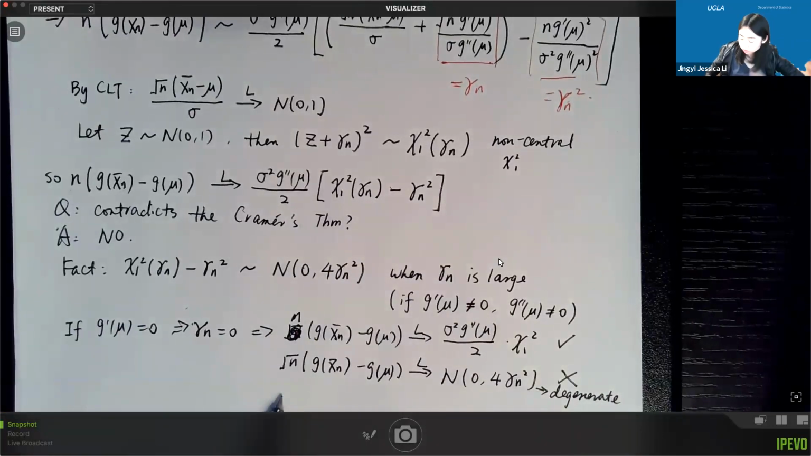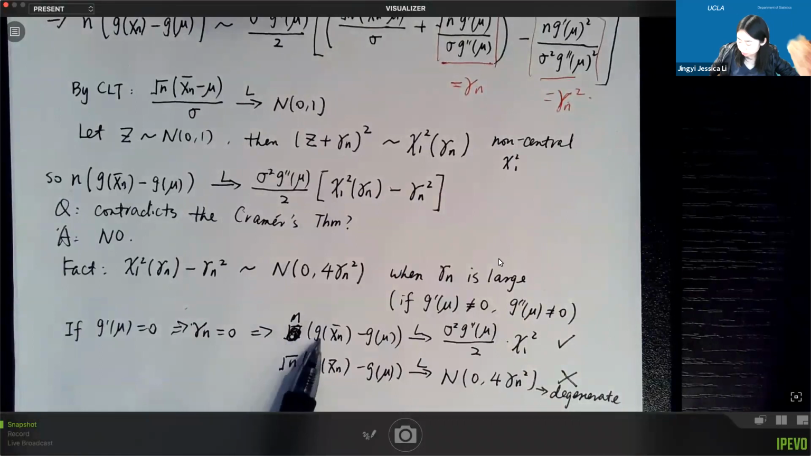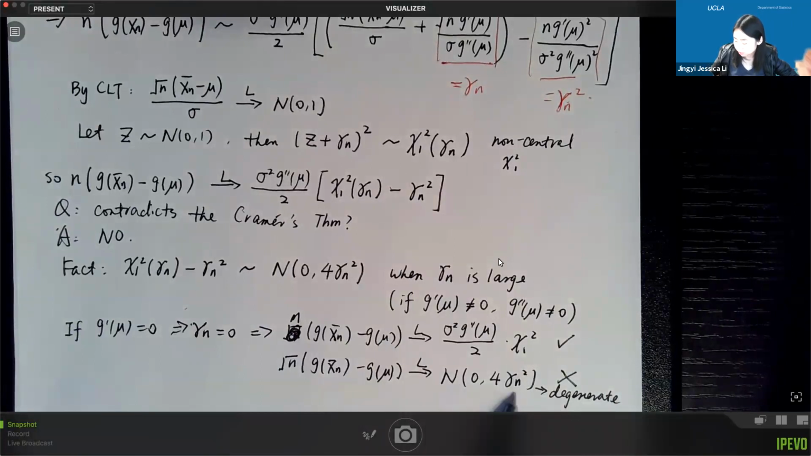So the case where we want to apply this top one is when gamma n is 0. And that's often the case, g prime of mu evaluated at mu is 0. Right? That's the case where this lower one, this asymptotic normal one, cannot be used. So we have to use this chi-square one. So this is a general discussion that generalizes the case we saw in example 1.